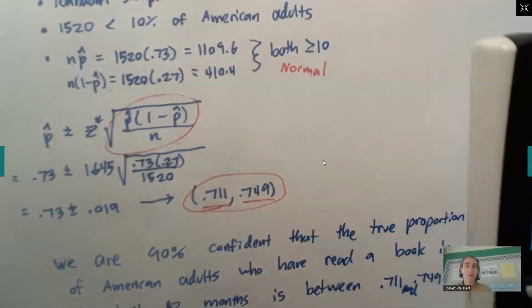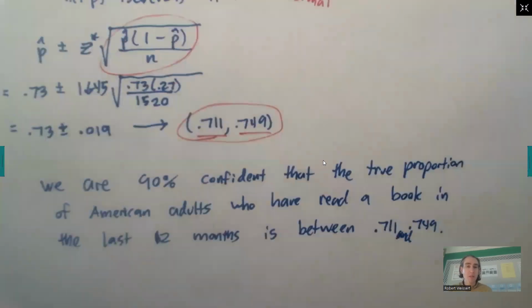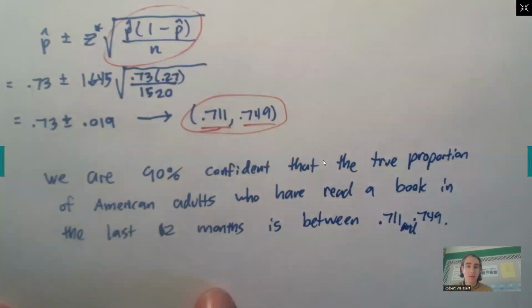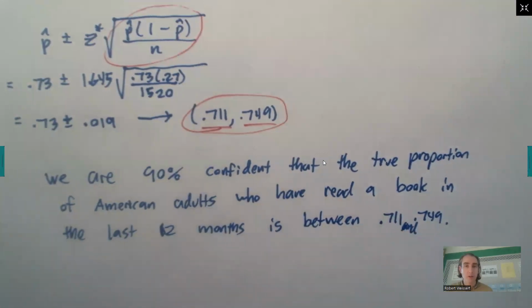And then finally, to summarize it, we are 90% confident that the true proportion of American adults who have read a book in the last 12 months is between 0.711 and 0.749. So always summarize at the end by using that interpretation of the interval.